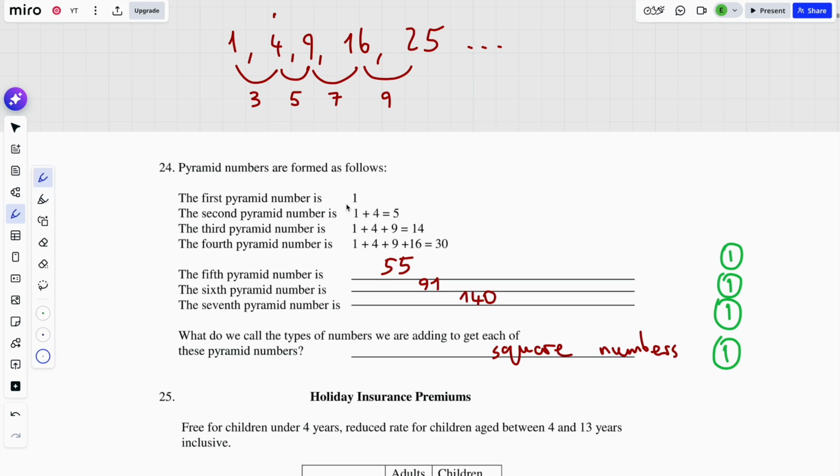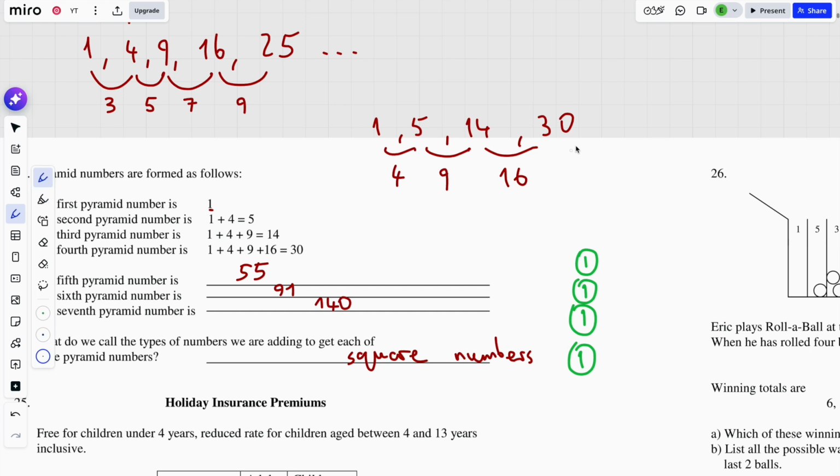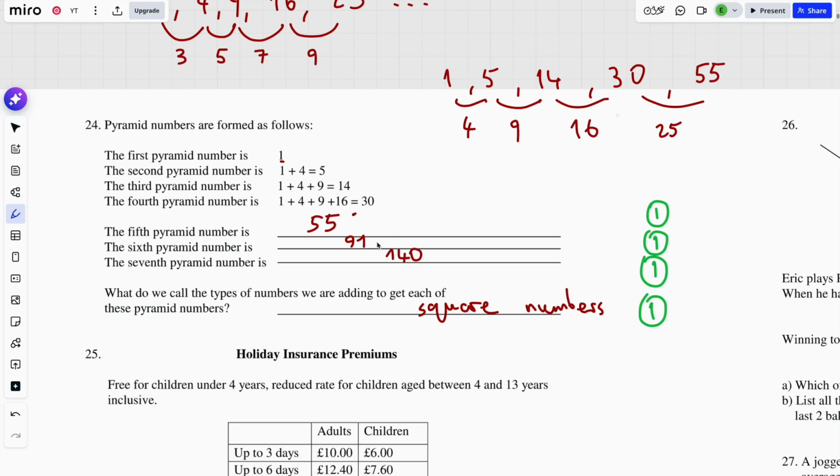So if we list the pyramid numbers, they give us here 1, 5, 14, 30. And we find the sequence of first differences. We get 4, and then 9, and then 16. You see, these are the square numbers. And so the next one will be 30 plus 25, which will, of course, be 55. Okay, and that's why the fifth pyramid number here is 55. Add 36 to that, you get 91. Add 49 to that, you get 140, and so on and so on.